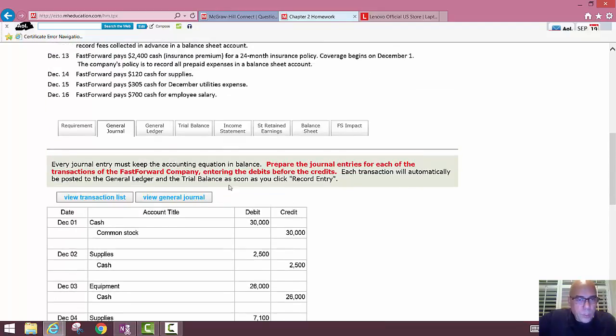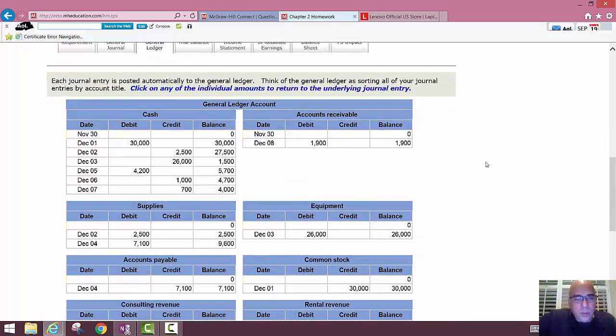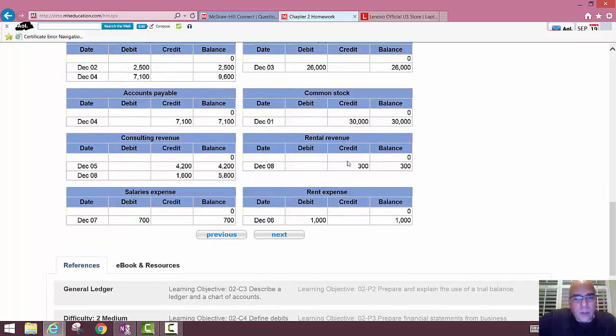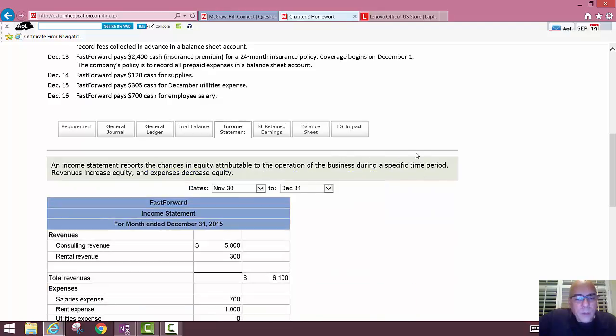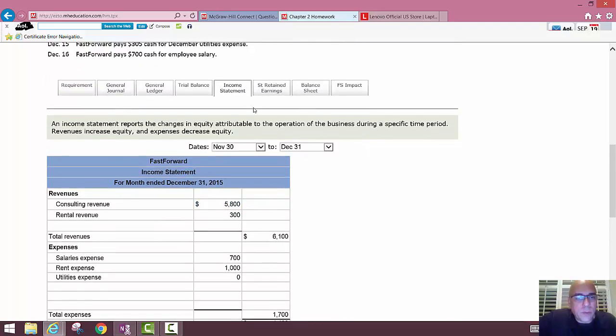Now, when you look into the general ledger, they show us accounts receivable 1,900. That's great. And then down in the revenue, we have rental revenue for 300, and our consulting revenue, which increased by 1,600, so it's up to 5,800. When I look at the income statement, I'm satisfied that the transaction was properly recorded, because there's my consulting revenue, now 5,800, and the 300. So that's reflecting the credits to revenue for that. Okay, 5,800 is for the revenue.